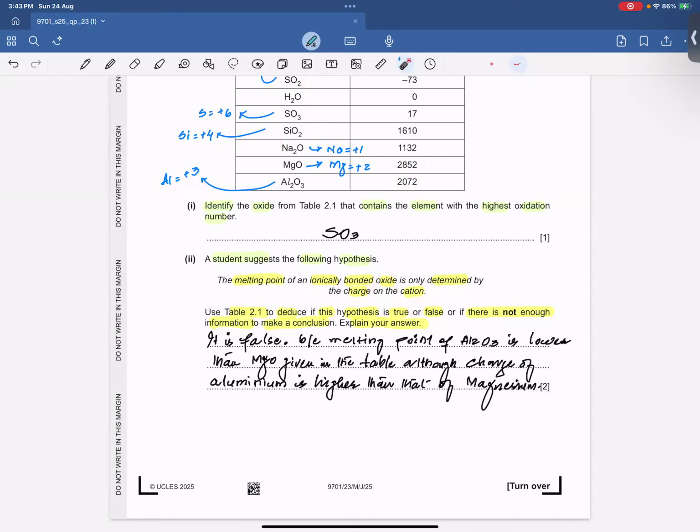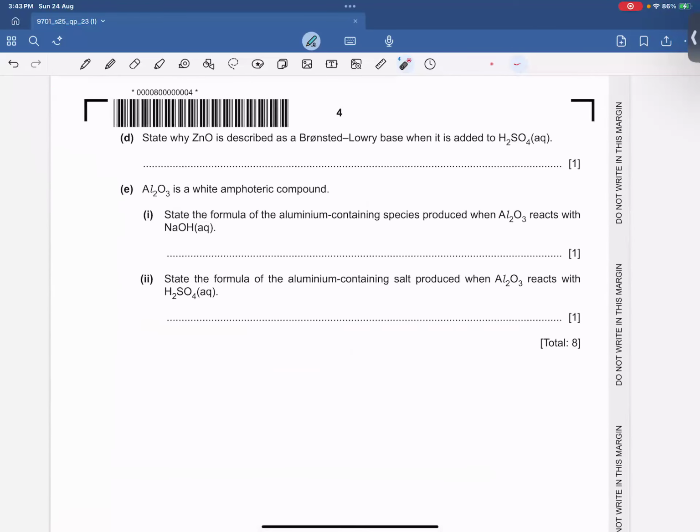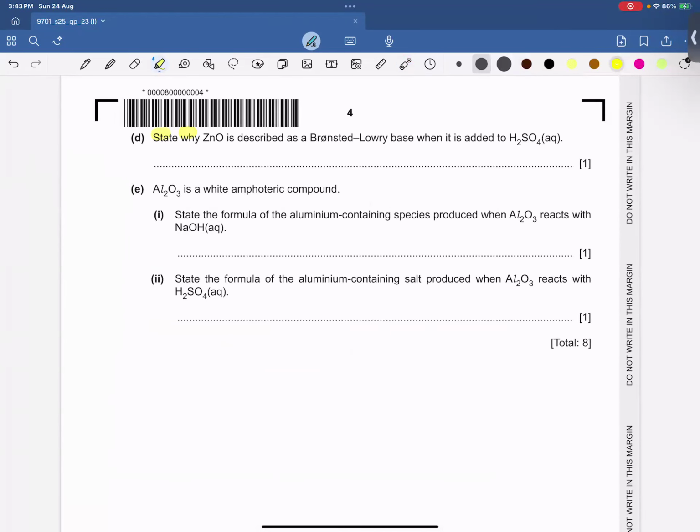Okay. Let's move on to the next part of the question. State why zinc oxide is described as a Bronsted-Lowry base. A Bronsted-Lowry base accepts protons, which means zinc oxide also accepts protons when added to H2SO4.